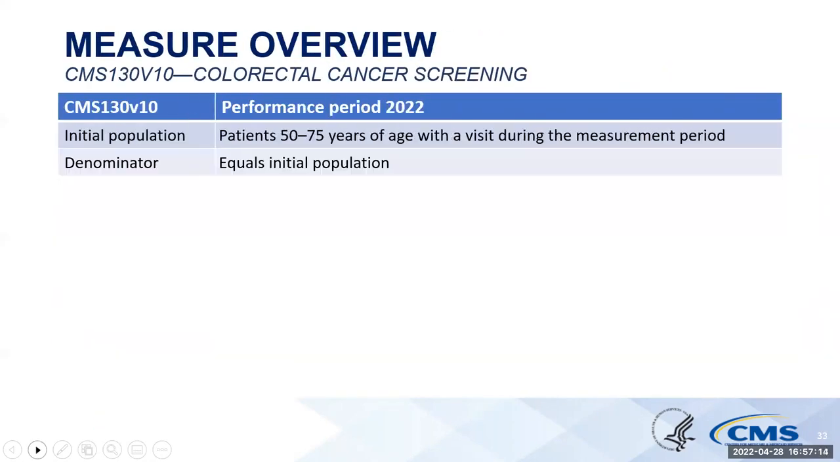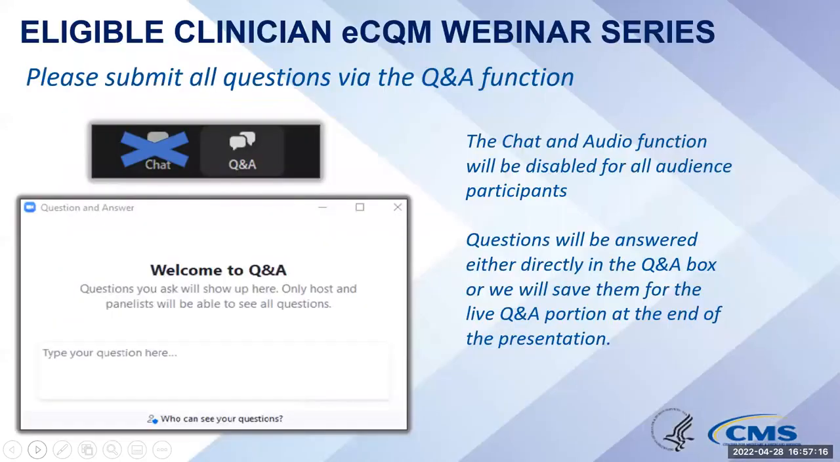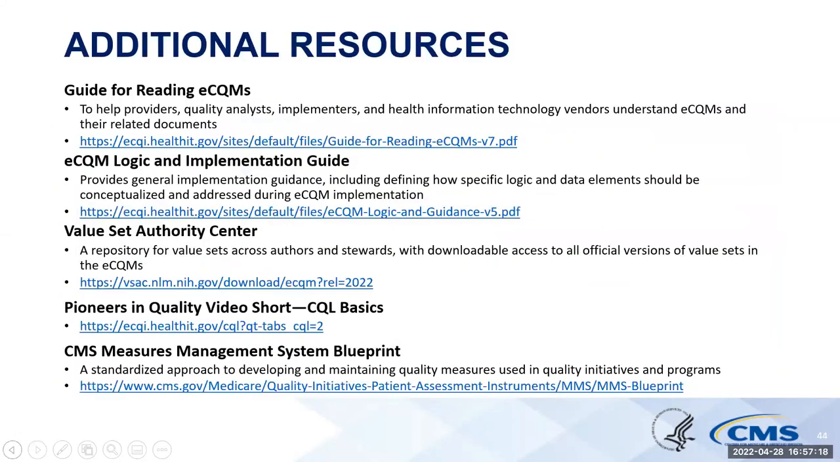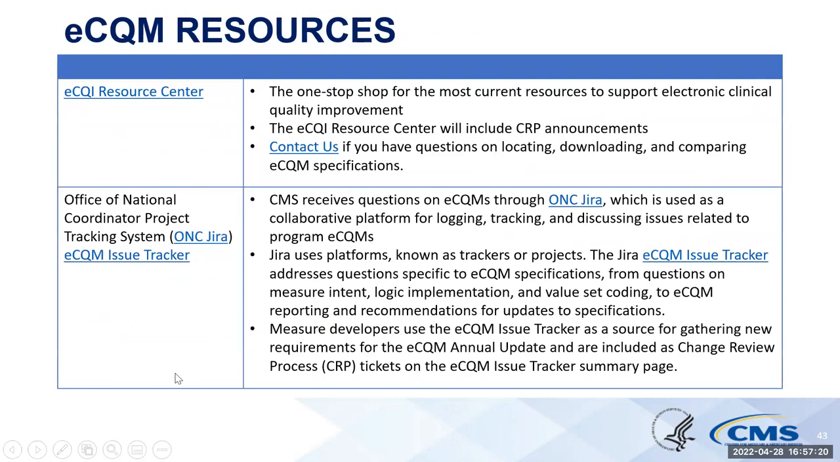Are there any other questions? I apologize. I have one more. Okay. For CMS 130 version 10 colorectal cancer screening, why isn't there an exclusion for patients that refuse a colorectal screening? Will the measure be updated in the future to include an exclusion? Thanks, Mike, for that question.